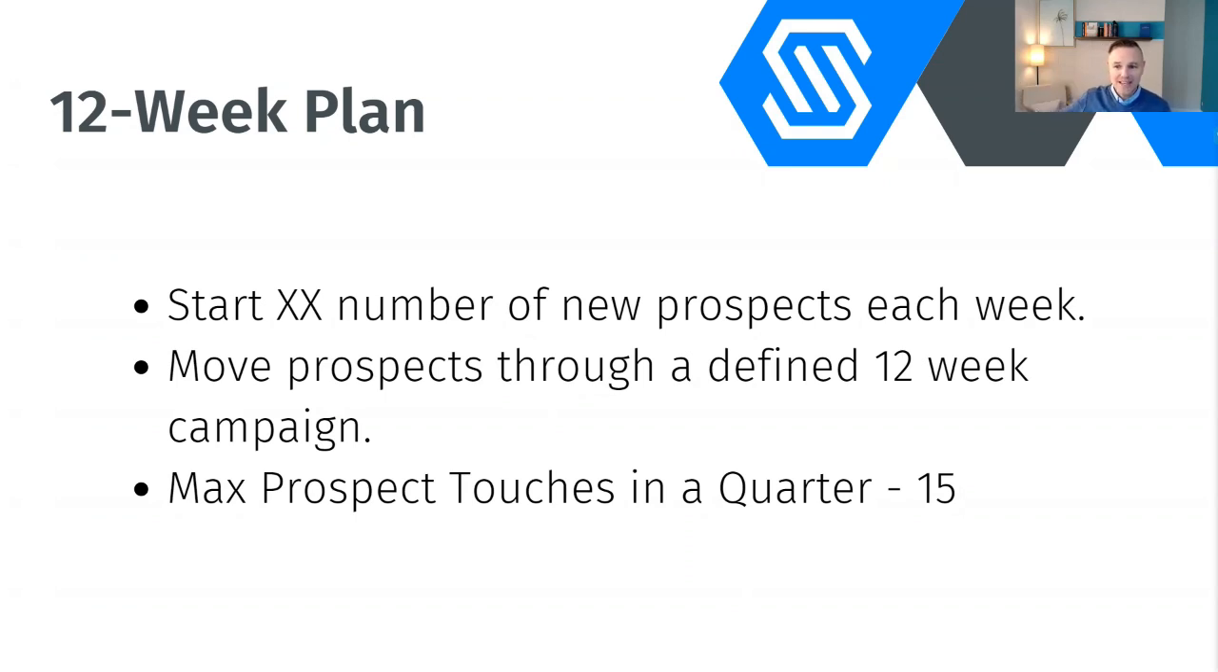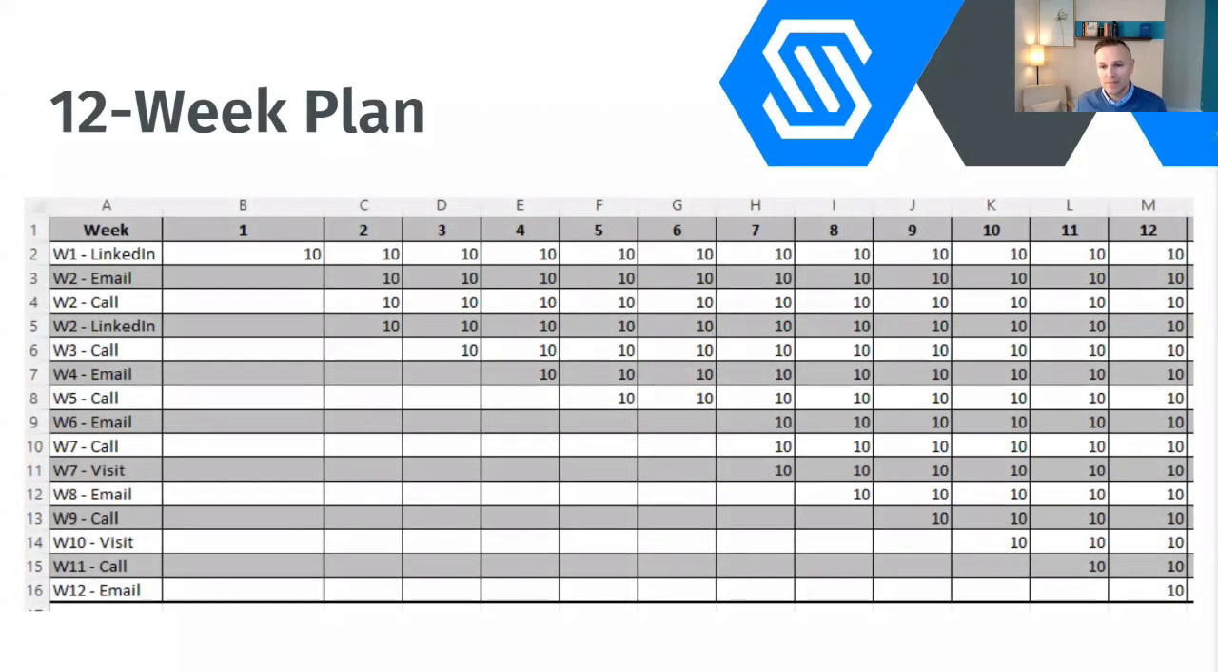But you would just drip these in each week and you start moving people through the process, where the max number of touches to a prospect in a quarter might be 15. So less velocity than the 30-day plan, but more consistency over a longer period of time. So you really have to choose what is the best plan for you and your organization. This one might look something like this.